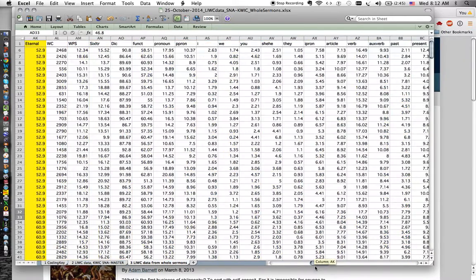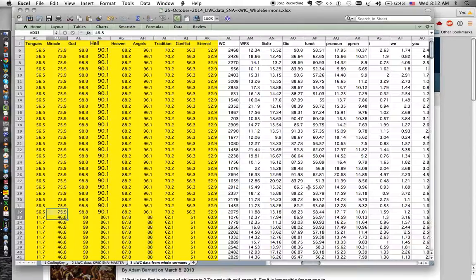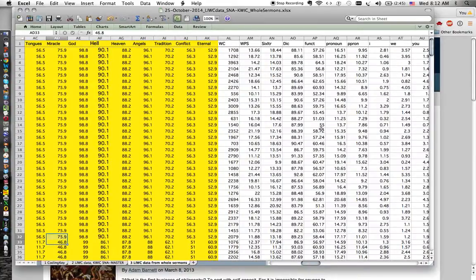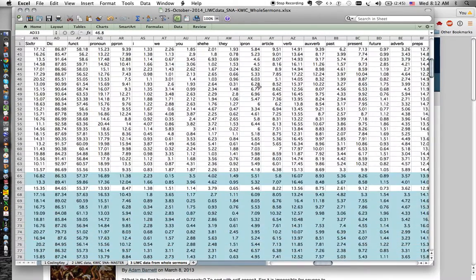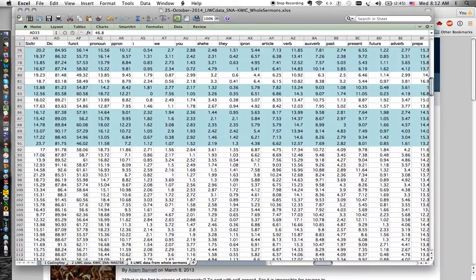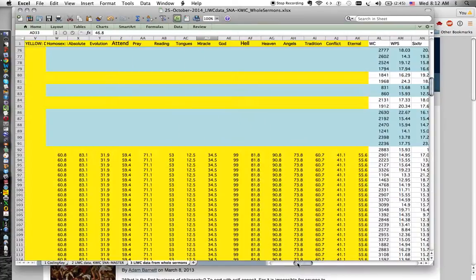With LIWC, and here you see the LIWC data for all of our sermons, you're able to calculate means. That's the principal means of analysis here. You're calculating means, doing things like t-tests across denominations. And those can be paired with other analyses of, say, miracles.